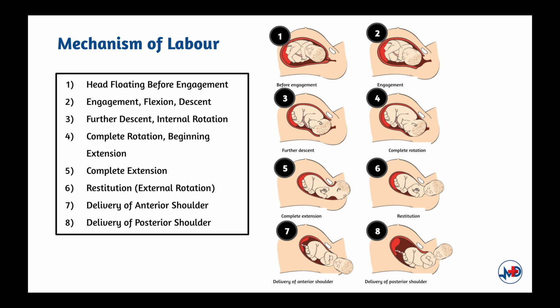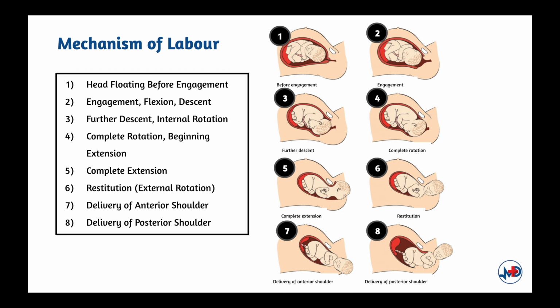After that, it descends. The downward passage of the presenting part through the pelvis is what we call descent. This occurs intermittently with contractions. The rate is greatest during the second stage of labor. Next, we have flexion. As the fetal vertex descends, it encounters resistance from the bony pelvis or the soft tissues of the pelvic floor, resulting in passive flexion of the fetal occiput. The chin is brought into contact with the fetal thorax, and the presenting diameter changes from occipitofrontal to suboccipitobregmatic for optimal passage through the pelvis.